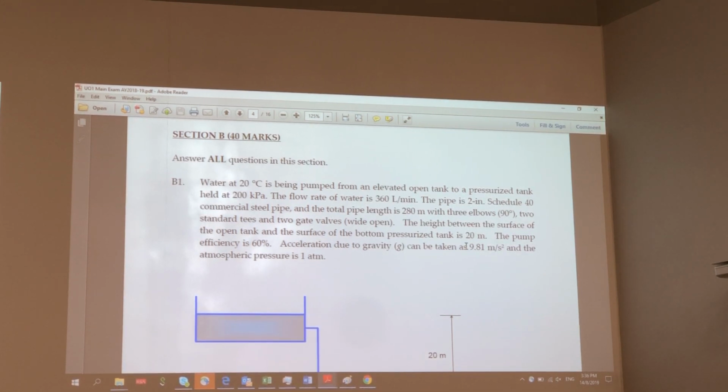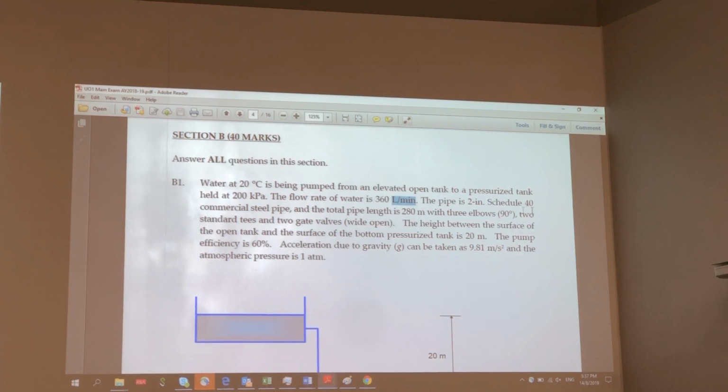Please take note. When you read through the questions, please highlight the units like this. For example, this one is liter per minute, right? So this is the flow rate, not the velocity. Please never use this value directly. No matter how many times I tell you, there are still some of you who will use this directly. Don't use this number directly in your calculations later.